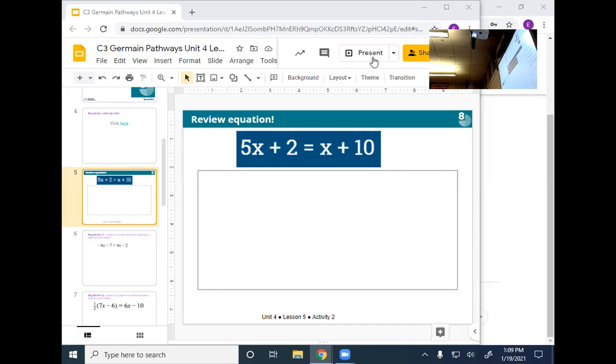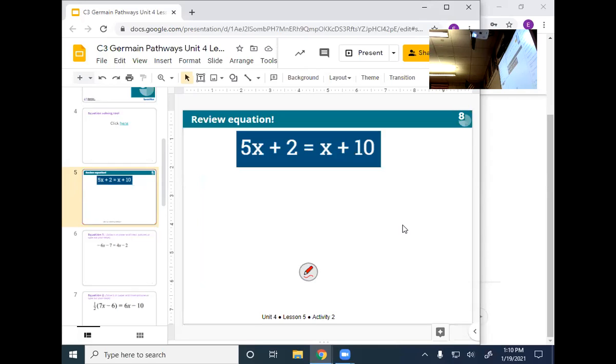Very good. Let me just get a couple friends marked down. Okay, so what I'm going to do is get rid of this box right here because I want to have some space to write. Okay, so let's think. We're solving this equation.